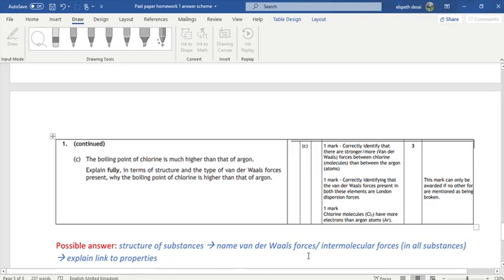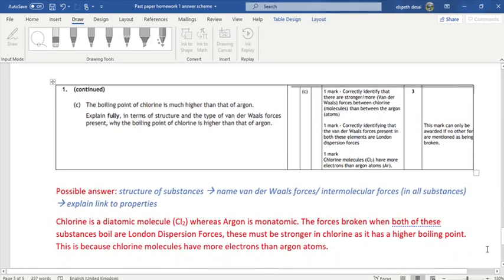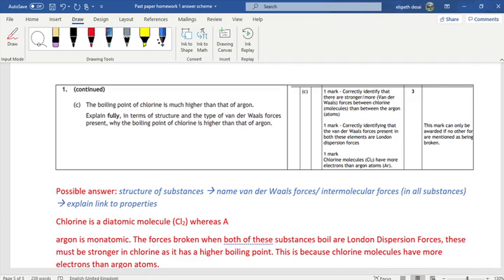You're then going to name the van der Waals forces or intermolecular forces involved. You almost always in this type of 3-mark question get a mark for giving the name of the specific type of van der Waals or intermolecular force. Now obviously we only know one at the moment, it's London dispersion forces. And then you get another mark for explaining the link between the type of intermolecular forces and the properties. So I'll show you how I've done that in this question. So structure, I've said chlorine is a diatomic molecule, whereas argon is monatomic. I don't actually need to capitalise argon there, I'm forever doing that.